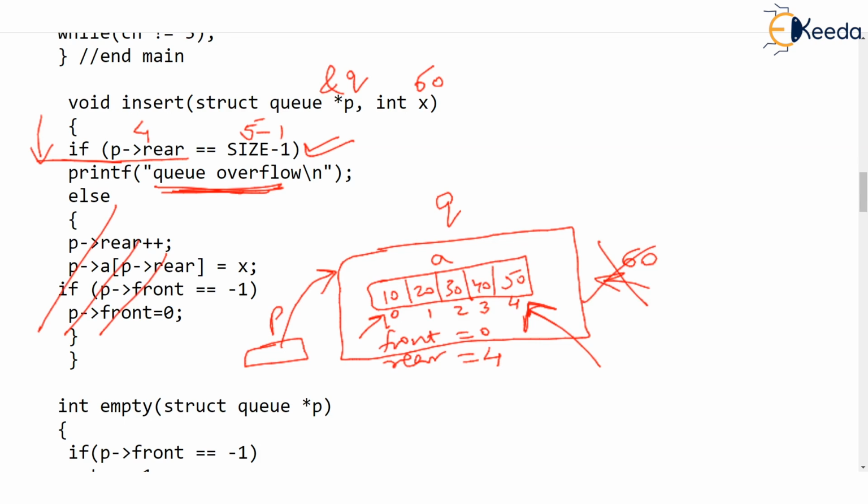This is overflow error. Now, however number of times you call insert from main, you are going to get queue overflow. This is the summary of the insert function. Remember, insert always increases rear counter by 1 and puts the new value at rear place.